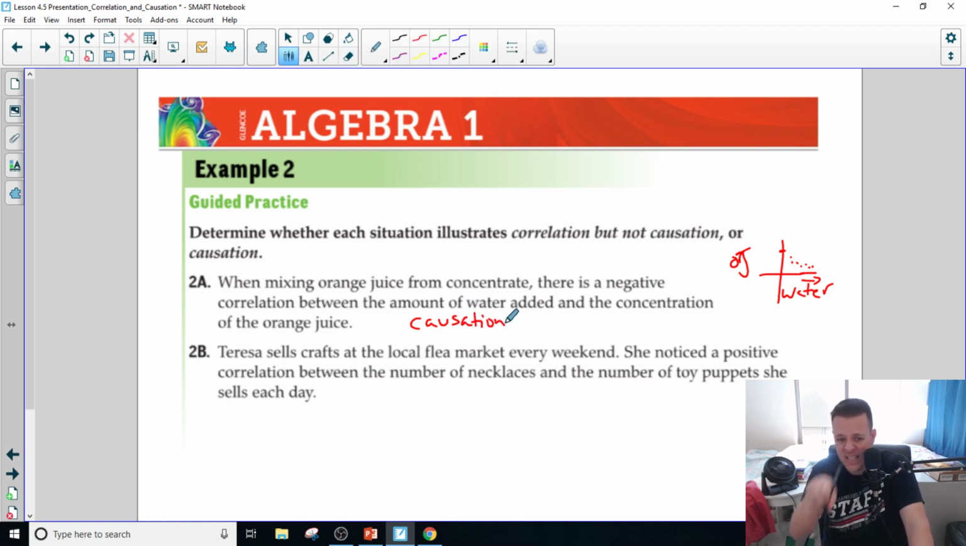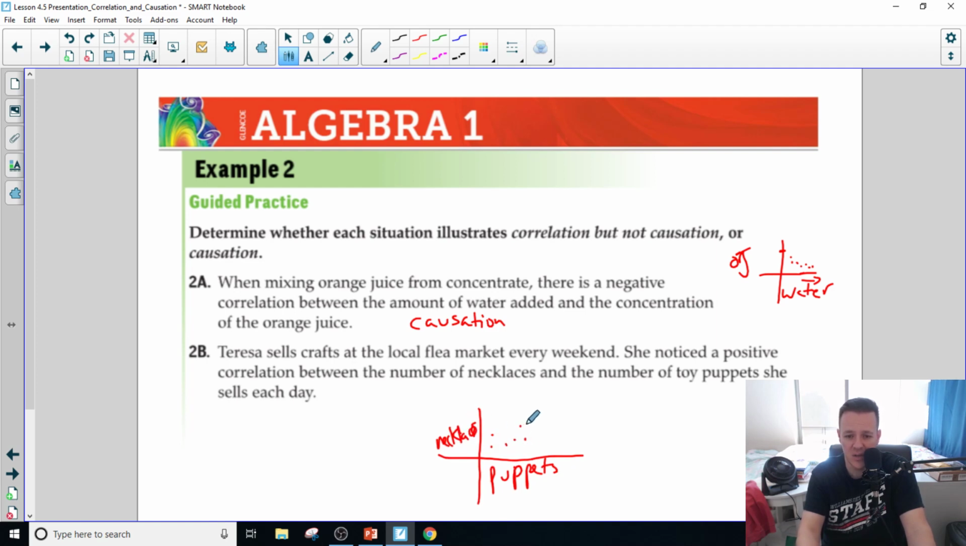All right, and then lastly, Teresa sells crafts at a local flea market. She noticed a positive correlation between the number of necklaces and the number of toy puppets sold each day. So this would be puppets and necklaces. She happens to see that there's a positive correlation. Okay, so she's probably graphing it like this and it is going up.